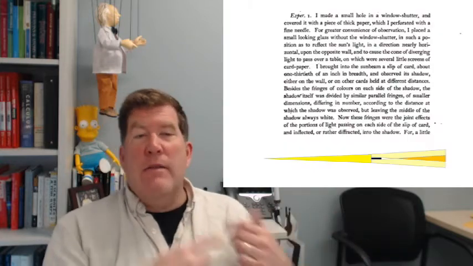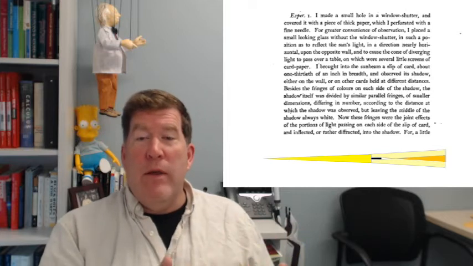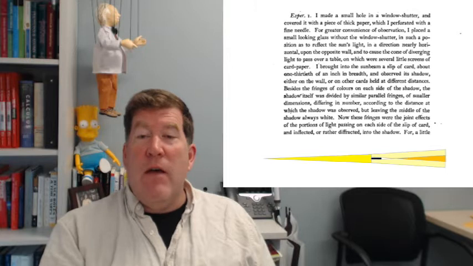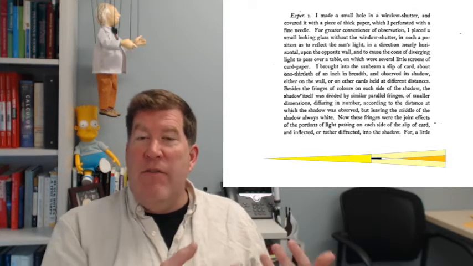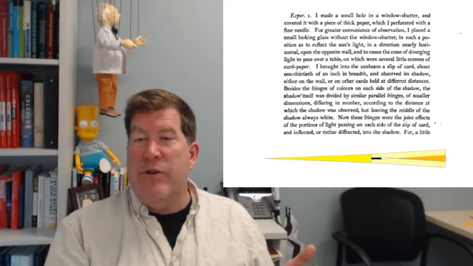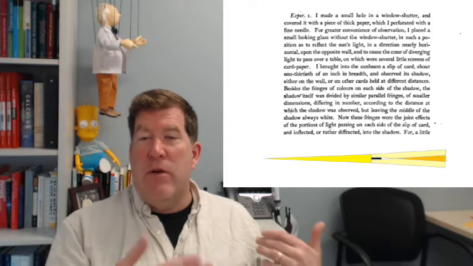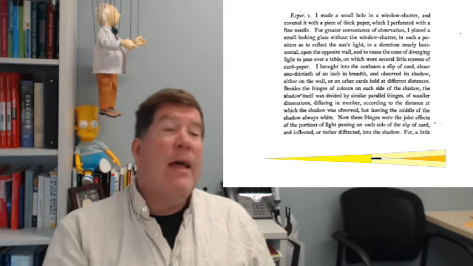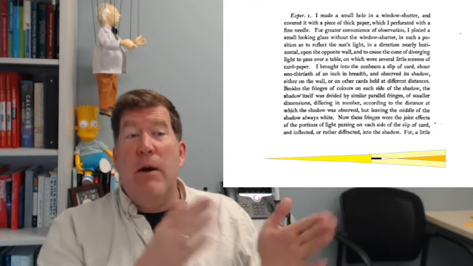This is exactly what Thomas Young reported seeing all the way back in 1804 when he was doing these experiments originally. If we look at his description, he says, "Besides the fringes of colors on either side of the shadow, the shadow itself was divided by similar parallel fringes of smaller dimensions, differing in number according to the distance at which the shadow was observed, but leaving the middle of the shadow always white." That is sort of a long-winded 1804 kind of way of saying he saw a bunch of bright and dark spots.